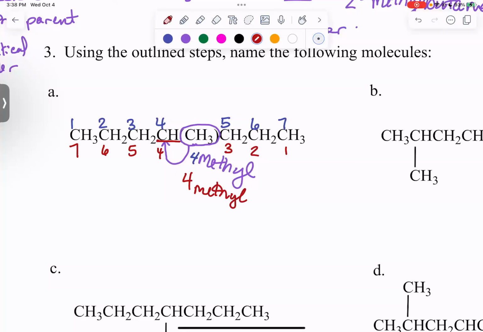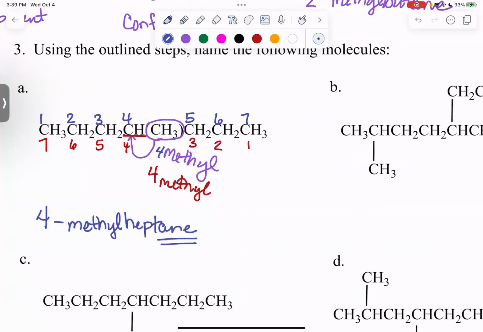So it really doesn't matter. For this molecule, it doesn't matter. You could pick the blue, you could pick the red, it doesn't matter. It's 4-methyl. And then the whole chain is 7. 7 is hept. And then it's all carbon-carbon single bonds, so it's heptane. The -ane means it's all saturated, all carbon-carbon single bonds.